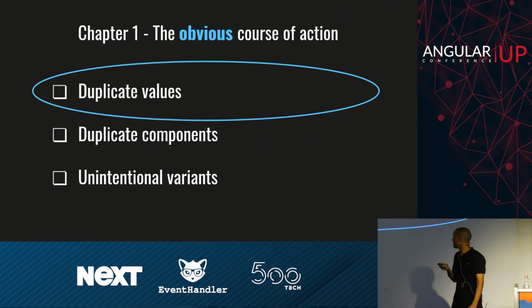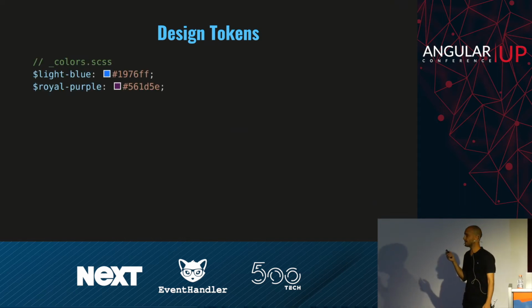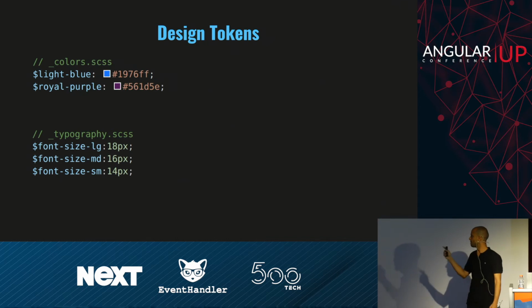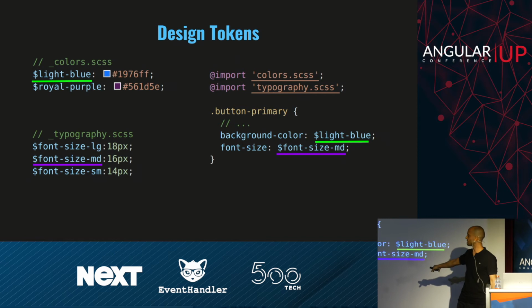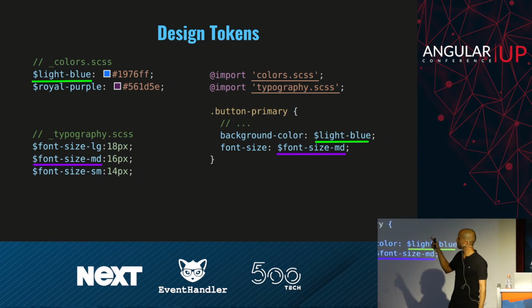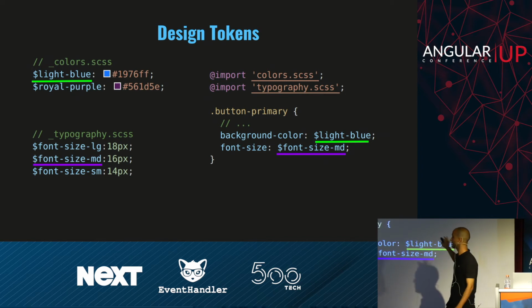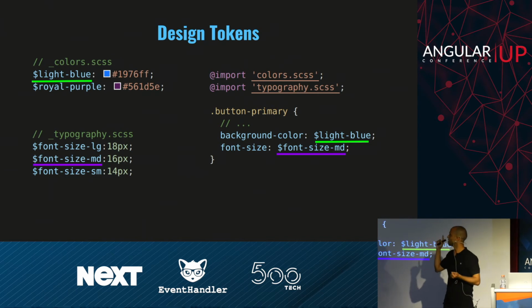So let's talk about the first one, duplicate values. We have design tokens, and we can set a place for them. So we can set a color file for the colors and a typography file for the font sizes, and then we can use these in our components. And that's nice, because if we change the value of the light blue, we can change it in one place, and it affects the entire application. Cool. But what happens if we need to change the value of the light blue to something completely different, like red? Should we keep this variable name? That's going to be confusing.